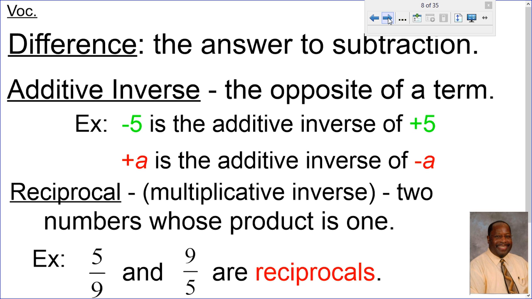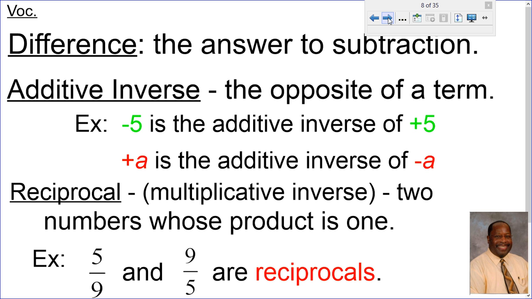Reciprocal, that's a pretty important word. It is also spoken as the multiplicative inverse. So if you see that word, multiplicative inverse also means reciprocal. It means two numbers whose product, and we talked about product before, is 1. So if you take two numbers, for example, 5/9, that's a fraction, and we're going to take 9/5. I notice that 5/9 is turned upside down to 9/5, and they are reciprocals.